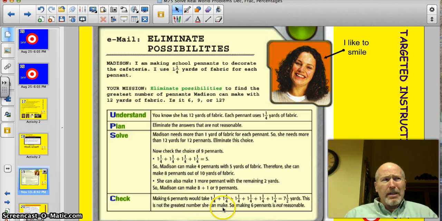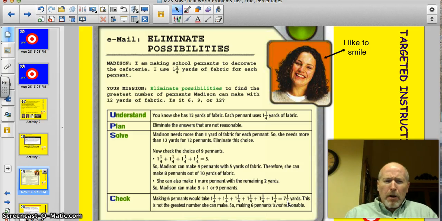Does 6 make any sense? Well, let's see. It'd be 1, 2, 3, 4, 5, 6 yards, right? Because she has 1 yard for each pennant. But then she also needs that extra quarter yard, giving you an extra yard and a half, meaning 7.5 yards. No, she can make more. So 6 isn't a reasonable answer either. So without even going into too much math, just using basic landmarks, we're able to solve this problem.